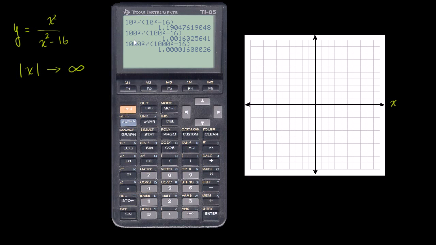So as the size of x gets larger and larger and larger, our y gets closer and closer to 1. And that would also be true if this was a negative 10, because negative 10 squared over negative 10 squared minus 16 is going to be the exact same thing, because the negative, when you square it, is going to be a positive. Same thing over here. So whether x gets really big or x gets really small, we're going to be approaching y is equal to 1. You could try it with 1,000,000 if you want. You're going to get a number even closer to 1.